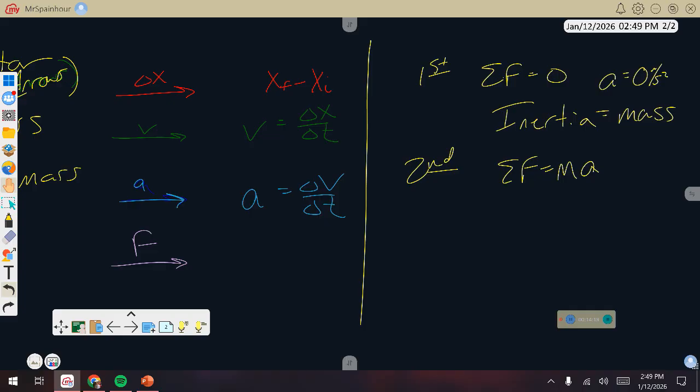Mass times acceleration. There is all of the stuff worked into one equation. The first thing is, let's knock out those three things again. What's going on with velocity? What's going on with acceleration? What's going on with force? Let's do it in the opposite order.